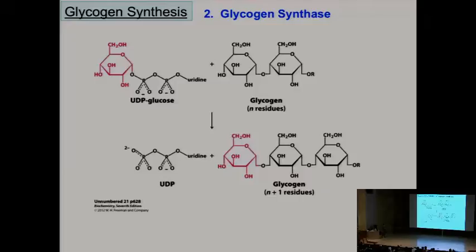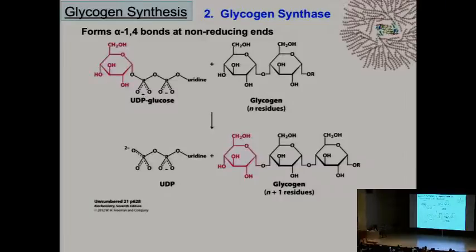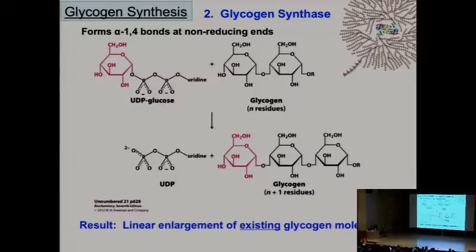So after we have that UDP glucose activated, glycogen synthase is the next enzyme that comes in and polymerizes it. This is going to build up alpha-1,4 bonds at those non-reducing ends out on the periphery of the glycogen molecule. And this is fairly straightforward. It results in elongation of an existing glycogen chain.